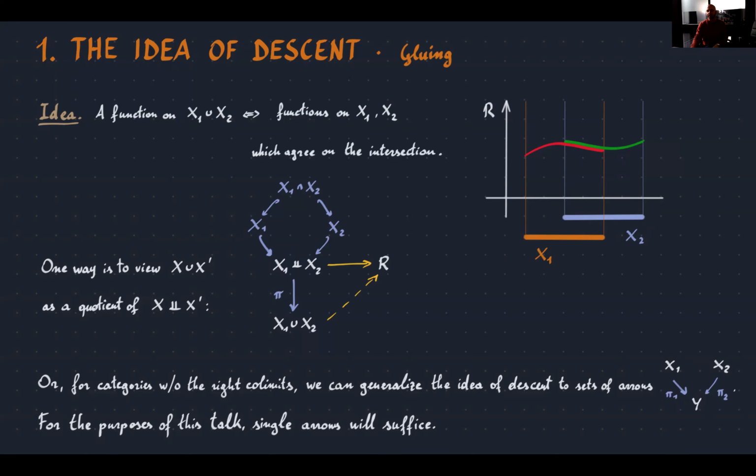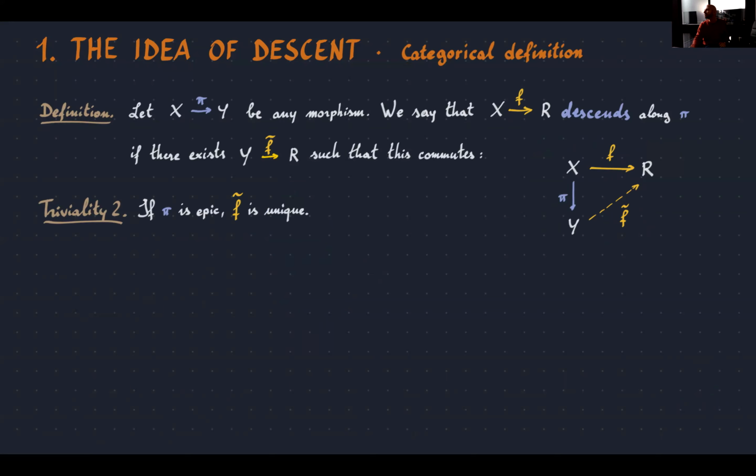All right, so let's now move to more general category theory. Given our morphism, not a function, another morphism descends along pi if the same diagram as before commutes. And of course, this is unique if and only if pi is now epic. So, just like before, except now we have categories. The trivial part is a bit more complicated. How do you define descent data?